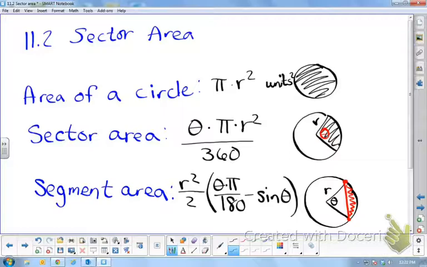So those are the three formulas we're going to use today: area of an entire circle, sector area formula, and segment area formula. They're all for different parts of our circle.